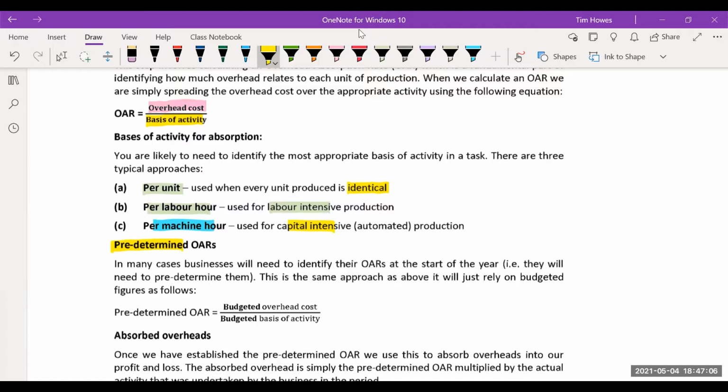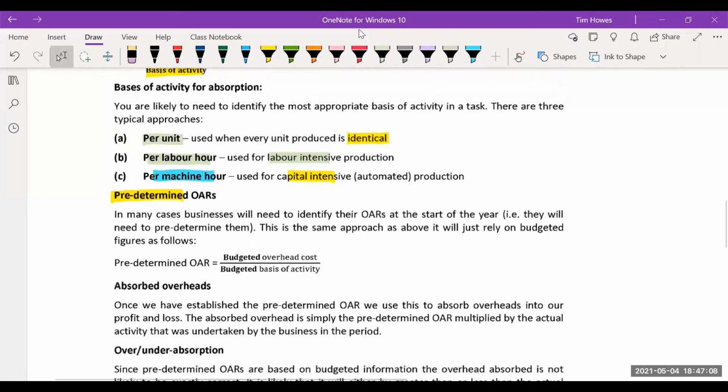Okay. And so they might ask you as a question when it would be appropriate to use each of these. Well, obviously, labour hours is for labour intensive, machine hours is for capital intensive. The per unit basis is probably the least obvious. But what we're saying there is, if we produce three things and they are all kind of identical in terms of the amount of time and the amount of machinery, you can't really distinguish anything about them, then per unit is fine.